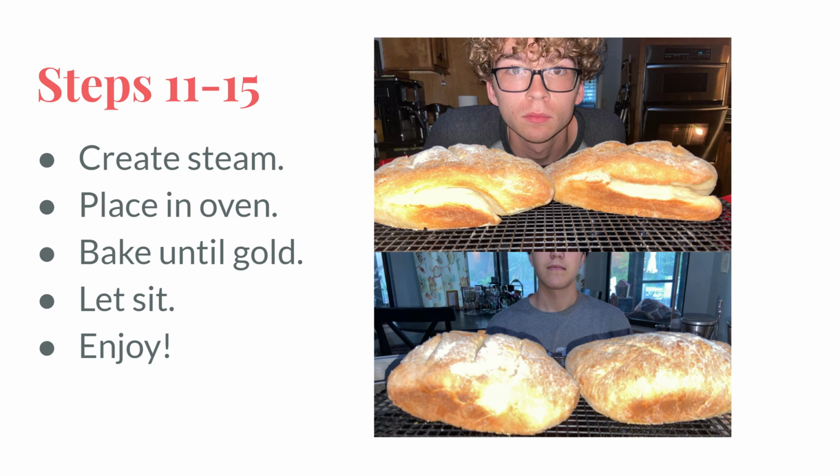Steps 11 through 15 consist of fairly simple steps. The first one being creating steam. By creating steam in the oven, you can increase the crunchiness of the bread and make it more dense in the middle. To do this, you need to put boiling water in a tray and put the tray under the tray that you're putting the bread on. Next, you want to place it in the oven with the bread.